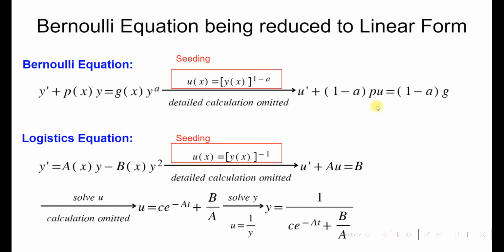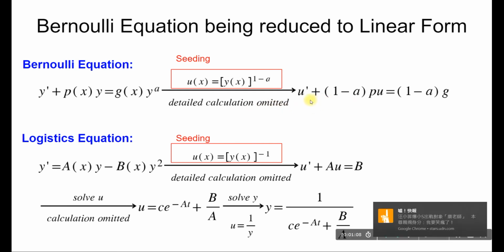We have to take the crucial step, which is what I called the action of seeding, by setting u of x as y of x to the power of 1 minus a. Once you have taken this crucial step, the subsequent calculation will develop smoothly. The detailed calculation is omitted here. Therefore, the converted Bernoulli equation has the following form.